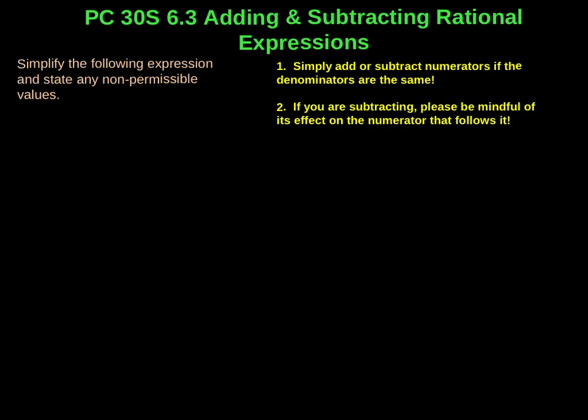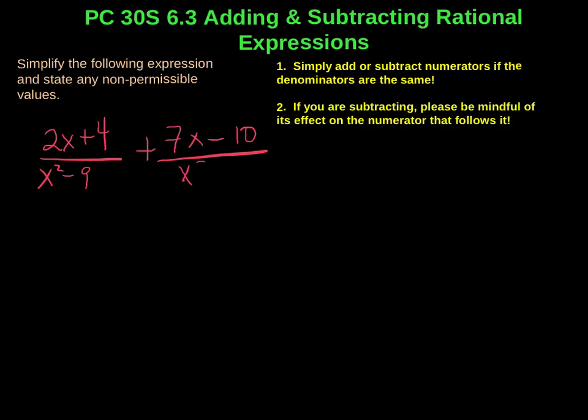All right, so if we have rational expressions that are added together that have the same denominator, let's look at something like 2x plus 4, and that's divided by x squared minus 9. And let's add that to 7x minus 10 over x squared minus 9.